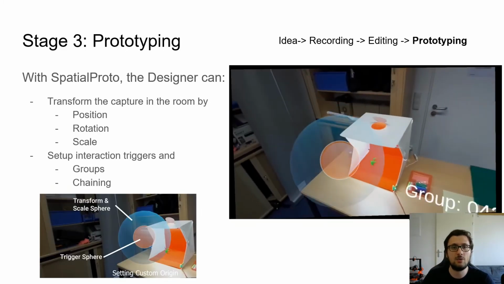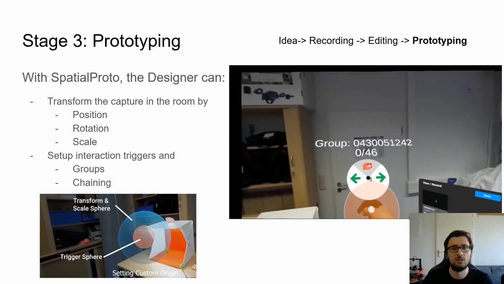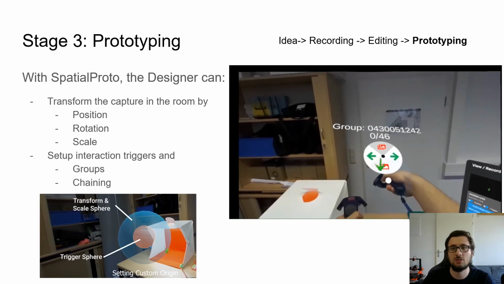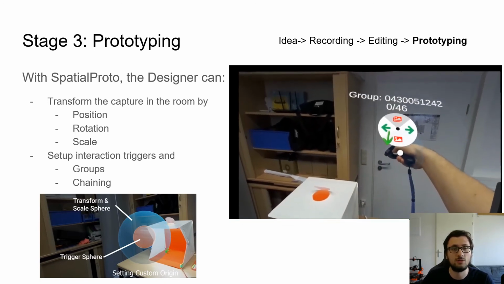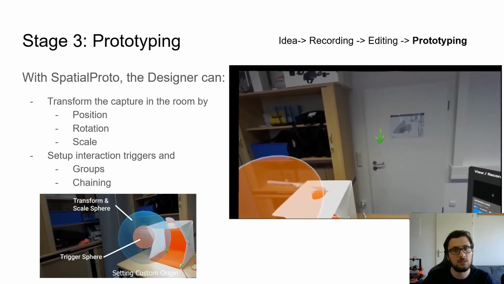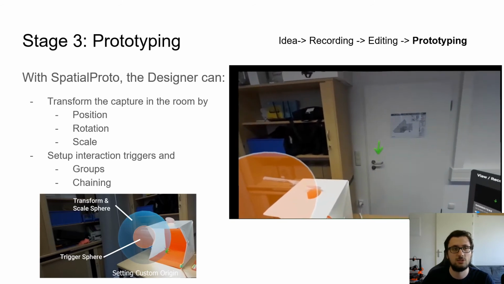Finally, the designer now has the freedom to position, rotate, and scale the animation freely in the room. They can also set up interaction triggers, which trigger the playback of an animation once a controller or the head of the user collides with it. For more advanced prototypes, the designer also has the ability to group and chain interactions together to create more complex interactions.